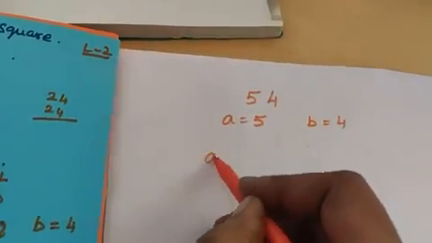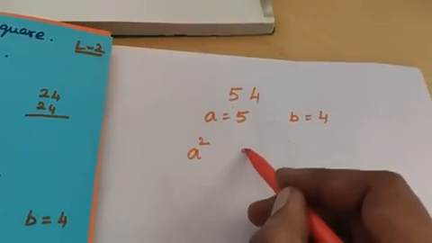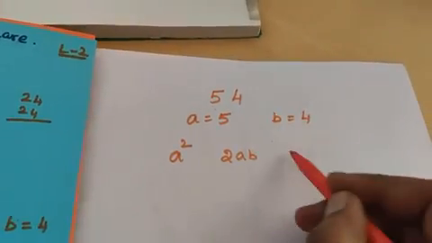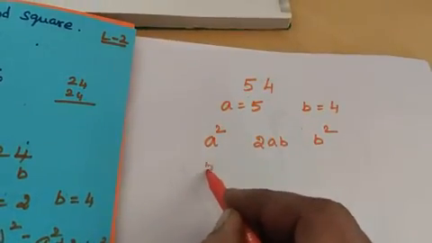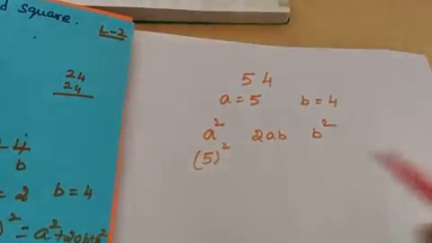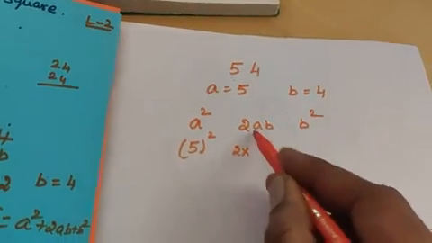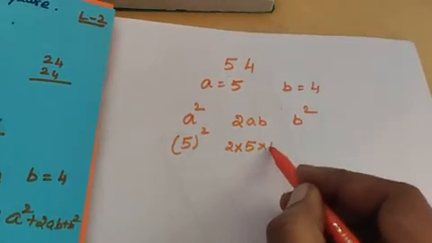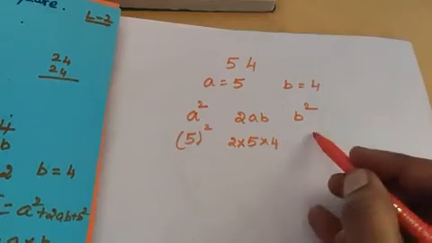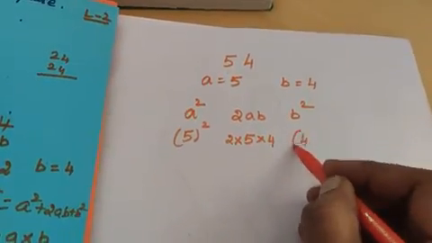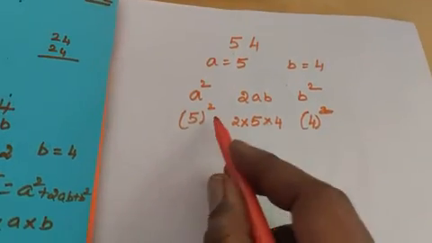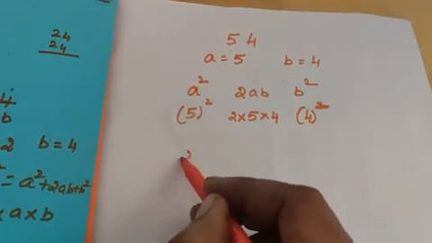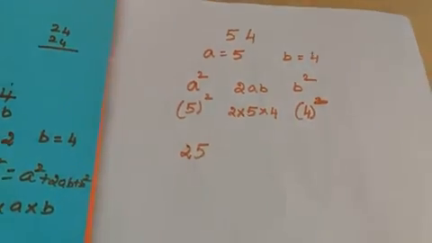What is the first column? A squared, and then 2AB, and then B squared. This is the column B. So A is 5, so 5 squared. 2 multiplied by A, which is 5, and B is 4, and B squared means 4 to the power 2. Right, children? Now 5 power 2 means it is 5 into 5, 25.